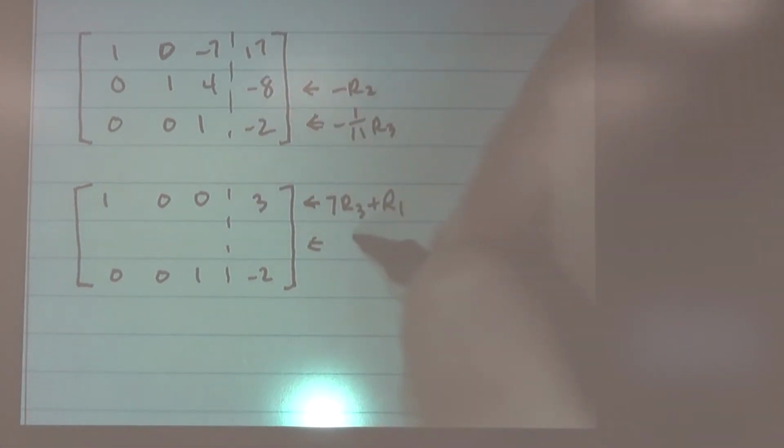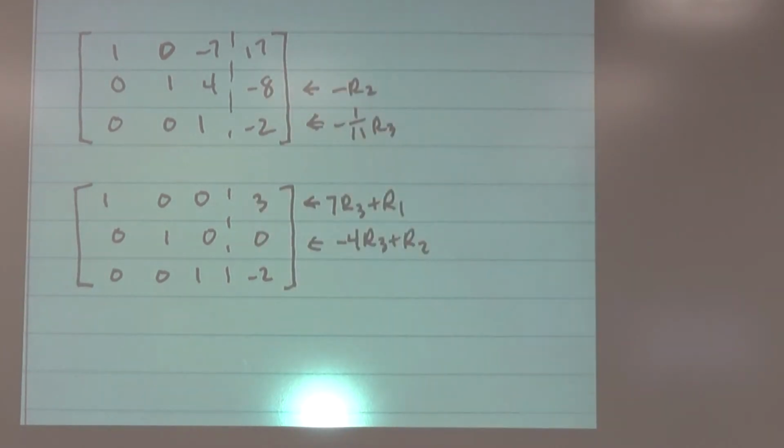And we're going to multiply the 1 by 7 and add it up top. So 7 times row 3 plus row 1. We would get 1, 0, 0. And then -14 plus 17 is 3. And then to fix this one, we're going to multiply by -4 times row 3 plus row 2. 0, 1, 0. And we would get positive 8 plus -8 is 0.